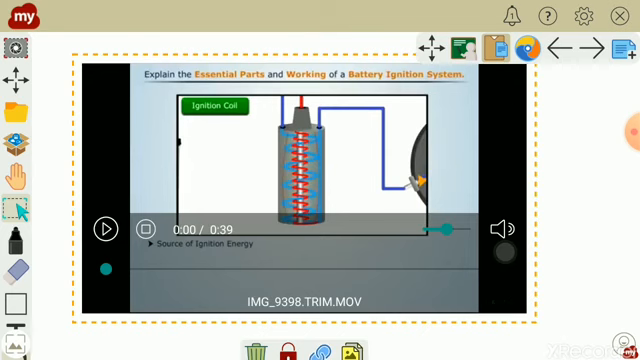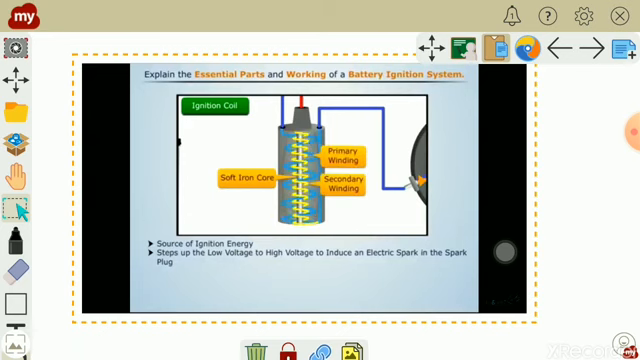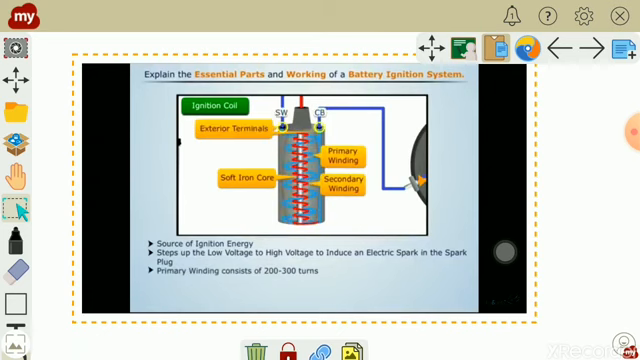Now next is the ignition coil, which is the main source of ignition energy, used to step up the low voltage to high voltage. It consists of a soft iron core, primary winding and secondary winding. Primary winding generally consists of 200 to 300 turns wound around the soft iron core, and secondary winding consists of almost 20,000 to 21,000 turns, with one end connected to the distributor and the second end connected to the primary coil.